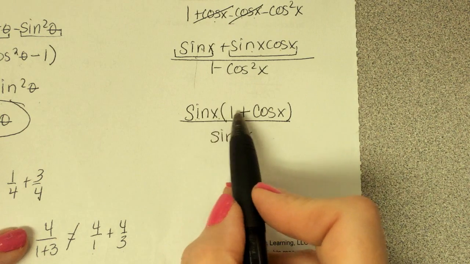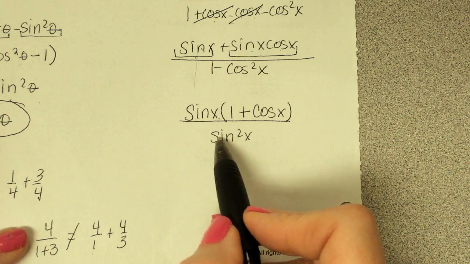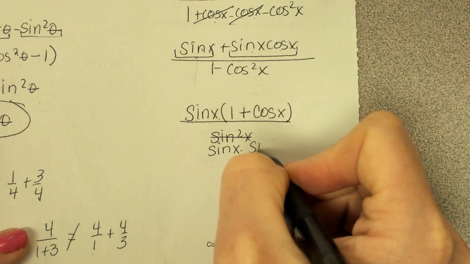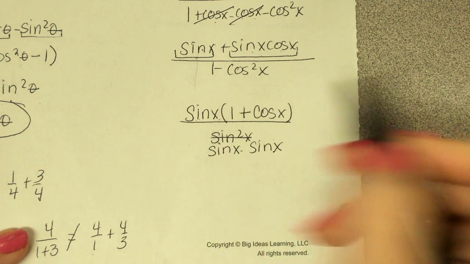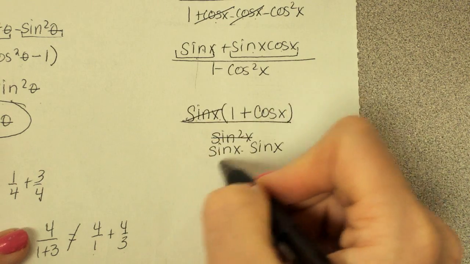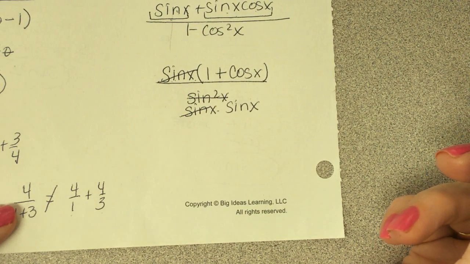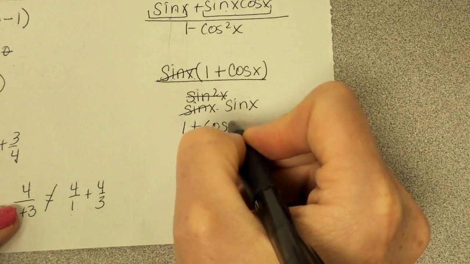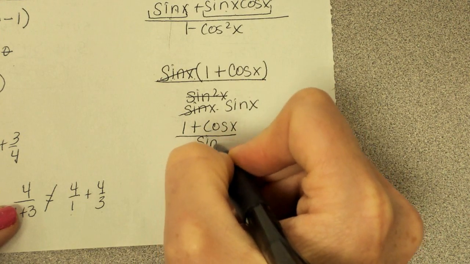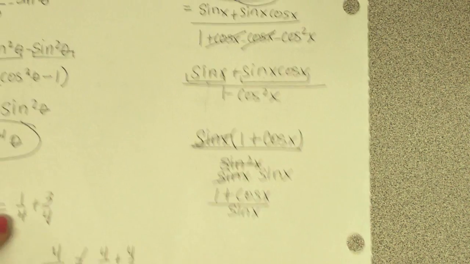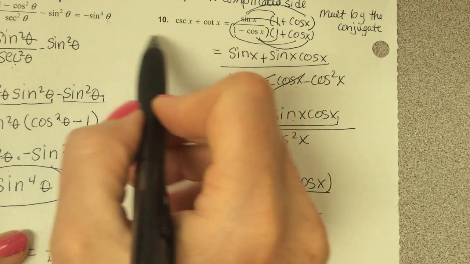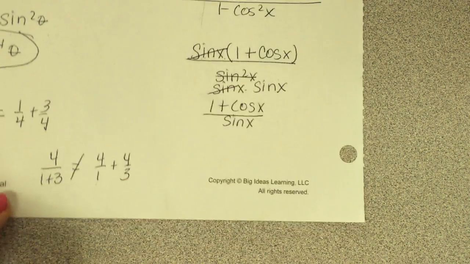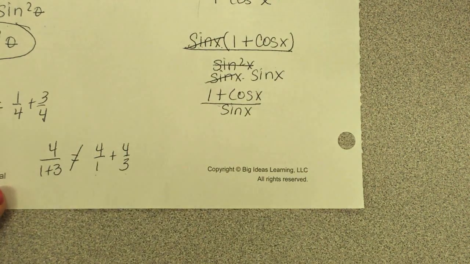So now I've got multiplication. See, this denominator, sine squared x, means sine x times sine x. So I can now cancel that with that. So at this point I have 1 plus cosine x over sine x. Look back at what we're trying to get. We're trying to get cosecant x plus cotangent x. What should I do now to get that?